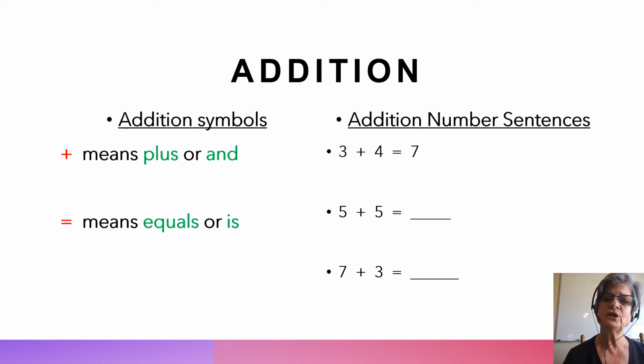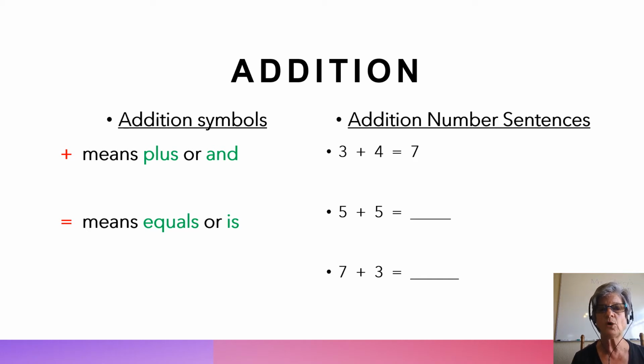Now, if you look to the right of that, we are just going to work on addition number sentences. The first one we have completed for you. It says 3 plus 4 equals 7. Or you could say 3 and 4 is 7. It's the same thing, but we prefer 3 plus 4 equals 7. That is what we call an addition math number sentence.